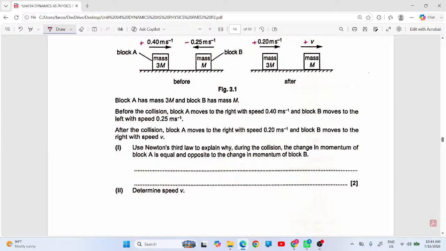After the collision, block A moves to the right with speed of 0.5 and block B to the right moves. Why during collision the change in momentum will be the same? क्यों आता है, because both exert equal and opposite forces.